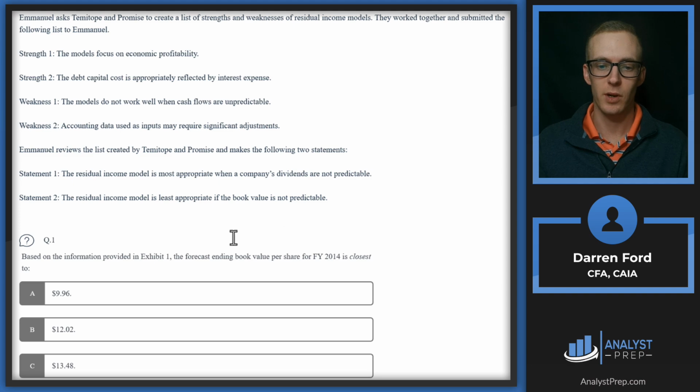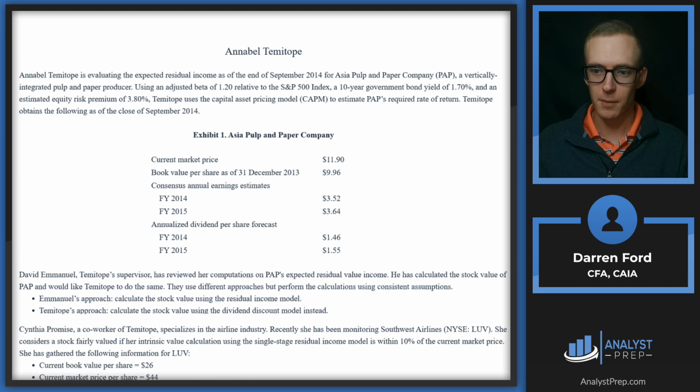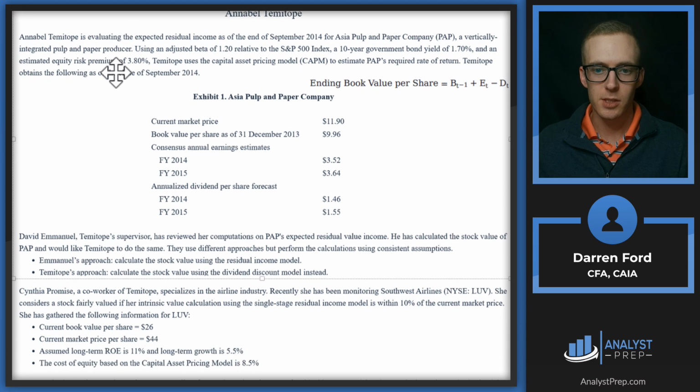typically is we're going to take the beginning book value per share, and then we're going to add earnings to that and then subtract out dividends. That's going to give us our ending book value. Let's start reading until we get to that information.